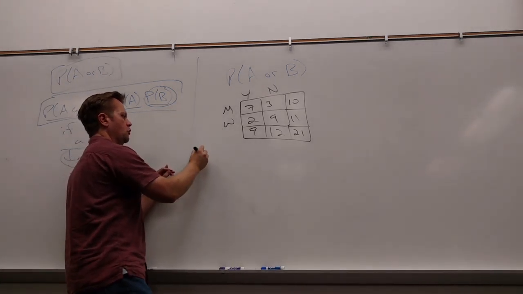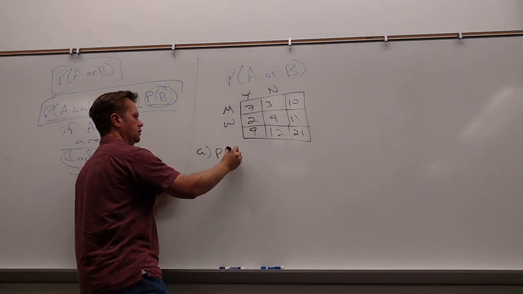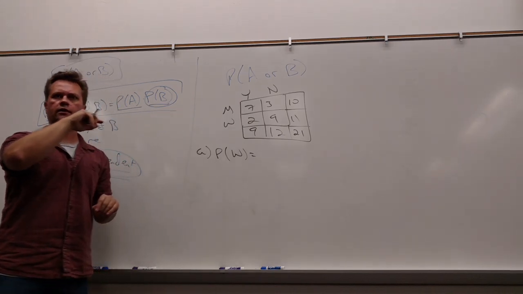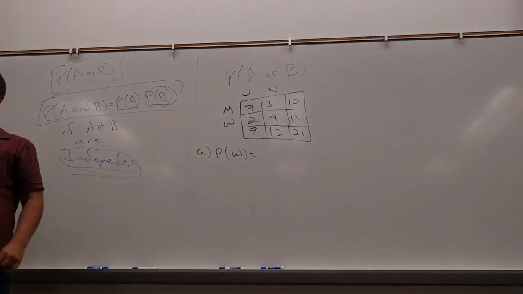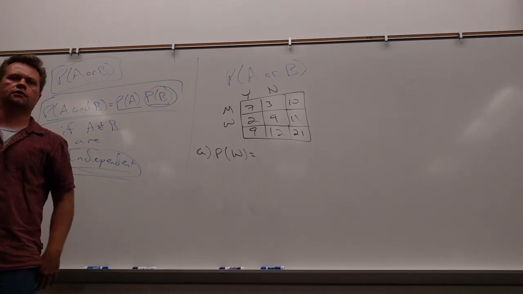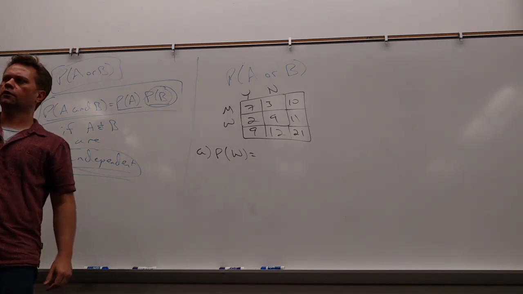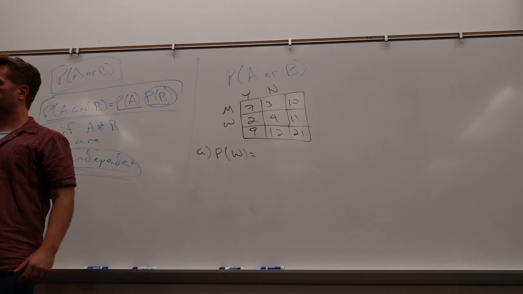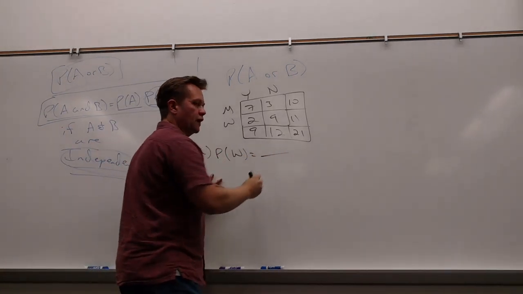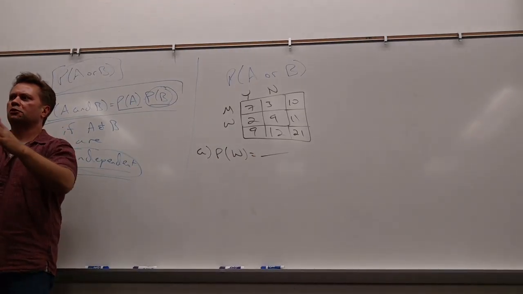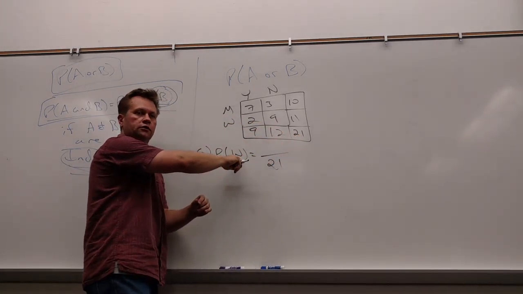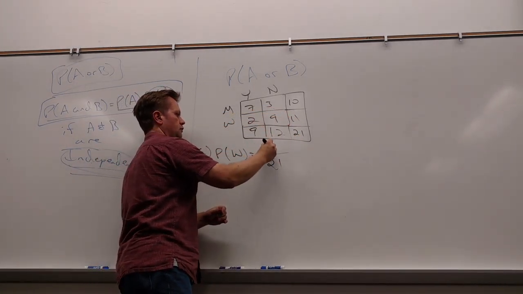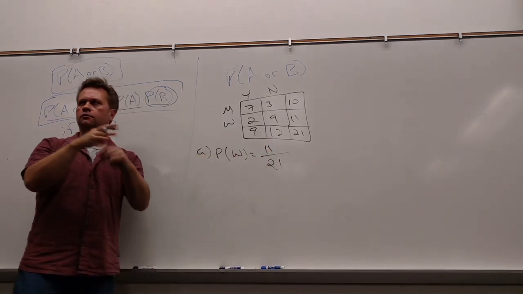So this is where I ask you questions like, what's the probability I picked a woman if I picked one person out of these people? Probability is always the same thing. The top is how many match what I'm looking for, divided by the total number of things that could have happened. So how many people could have happened? I love that phrase. How many people could have happened? 21. How many people am I looking for? 11. So that's the probability that I get a woman.